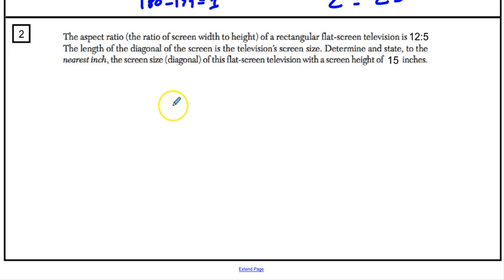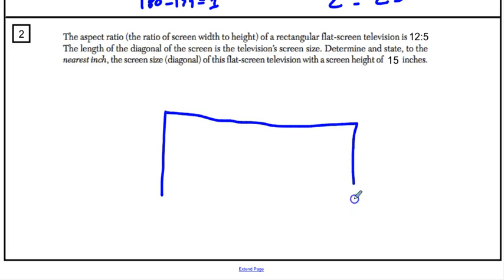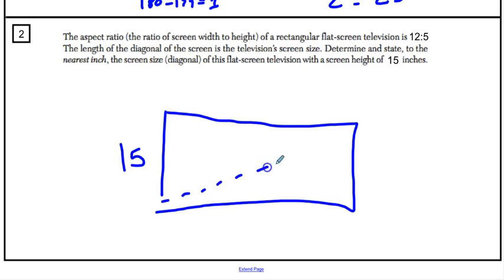Okay, so in this one, we have something that looks like this. We have our TV. All right. Now it tells us the height is 15, okay? And we want to find the diagonal of our TV. Now first we got to find the width. And the way we do that is we're going to set up a proportion. And the proportion is this. The ratio of the width to height is 12 to 5. So width is 12, height is 5, right?